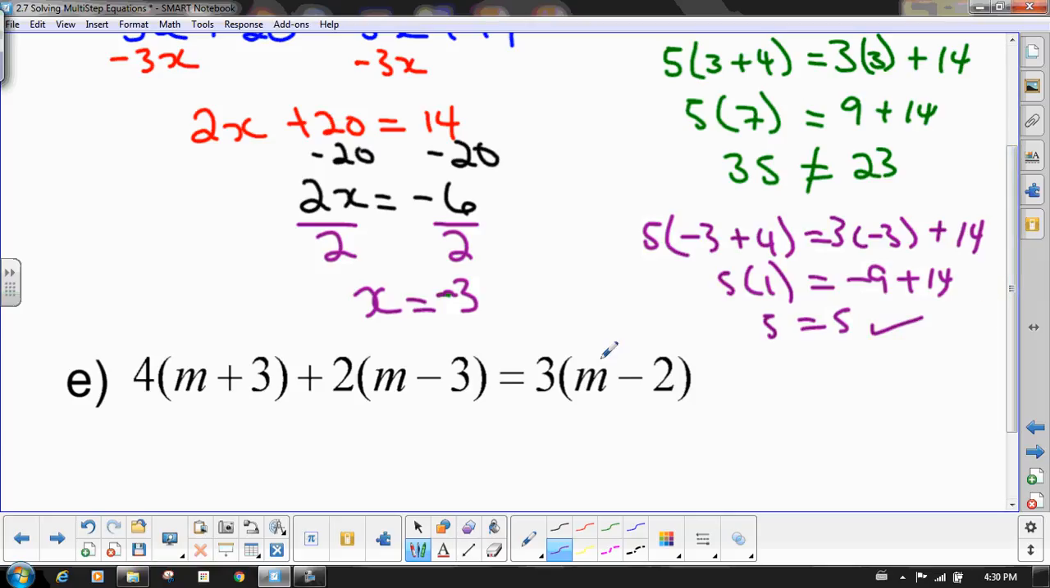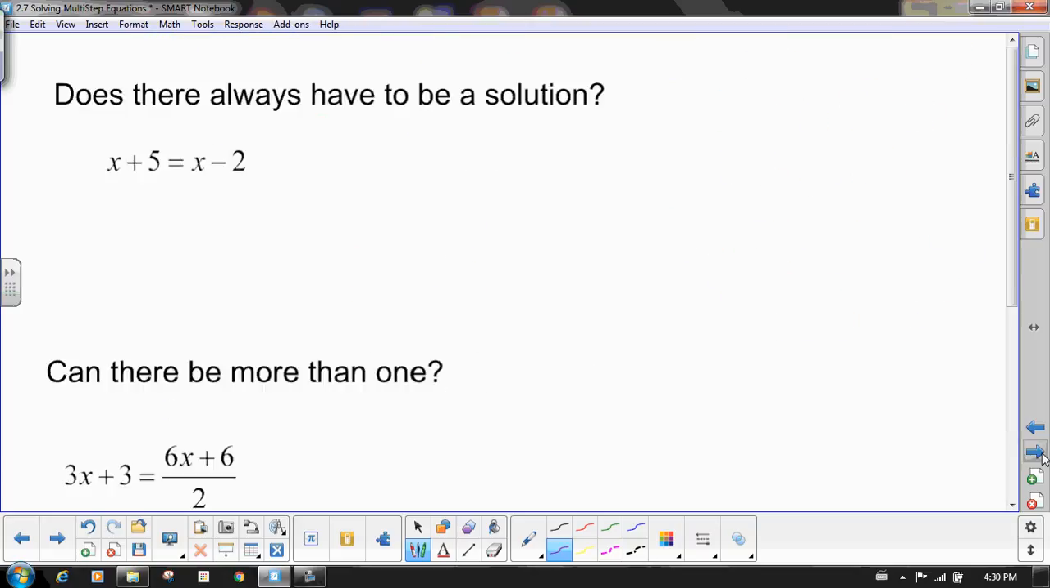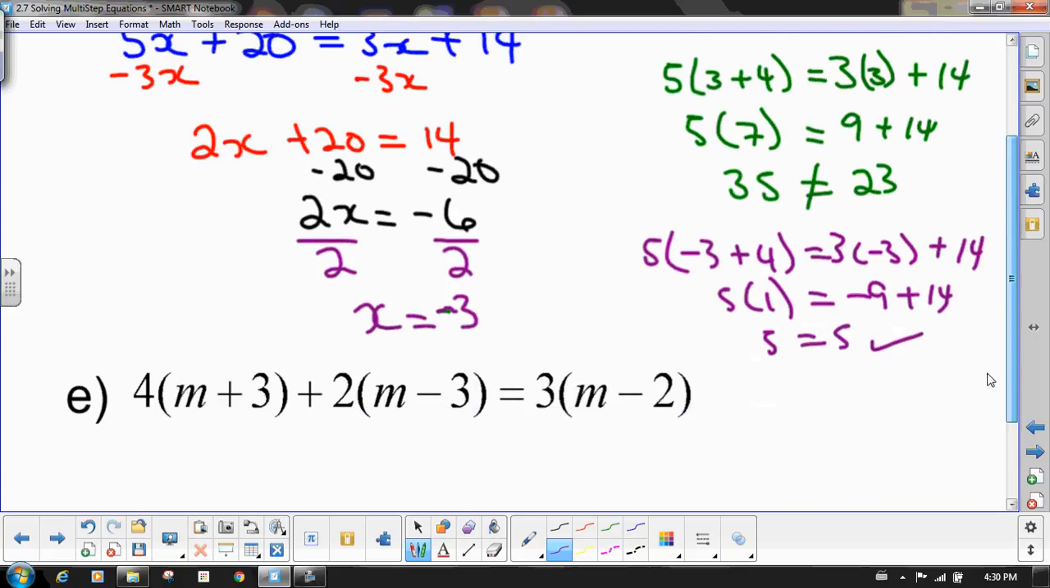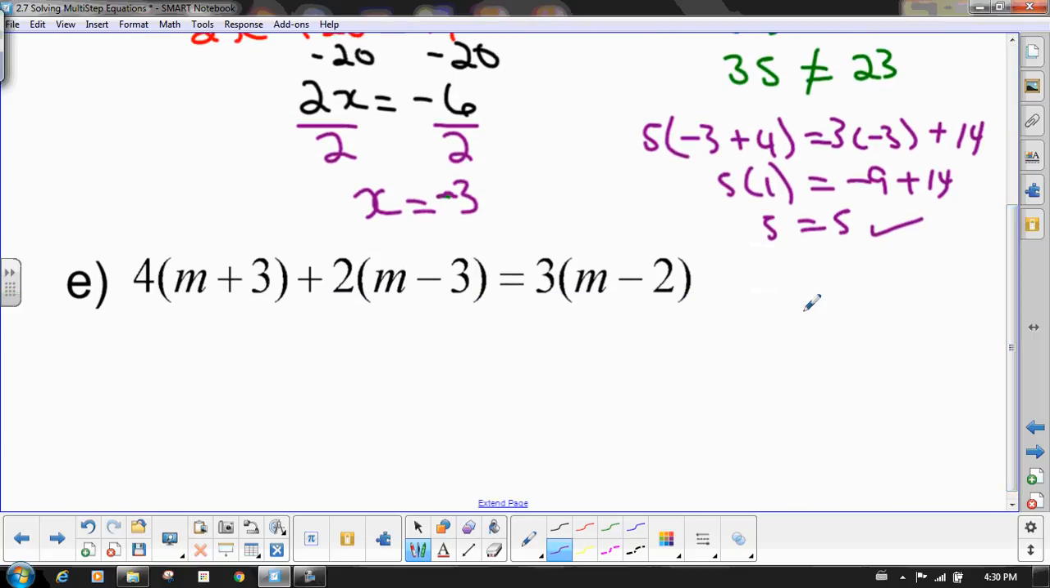In this last example that we have here, I'm just going to flick over here for a second. We have three sets of brackets. That doesn't change anything. We're still going to multiply through. So I have 4m plus 12 plus 2m minus 6 is going to equal 3m minus 6.